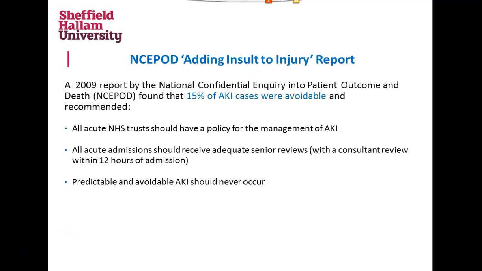So, why did we get interested in acute kidney injury really? Well, in 2009, a National Confidential Inquiry into Patient Outcome and Death found that 15% of AKI cases were avoidable, and they made some recommendations based upon that. Now, every year, the National Confidential Inquiry into Patient Outcome and Death publish reports on things where they feel there's evidence that care could be improved. And in 2009, AKI was one of the areas we were encouraged to focus upon.